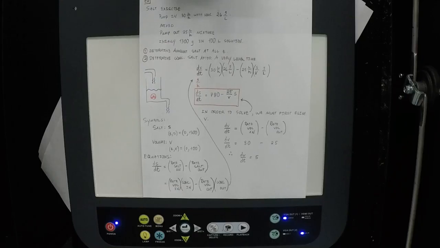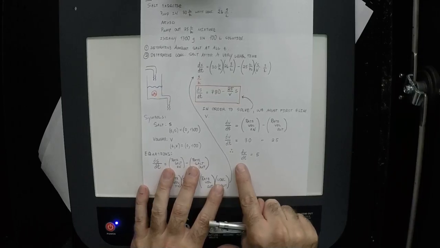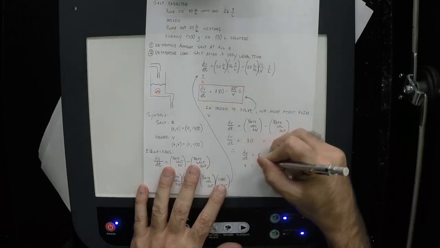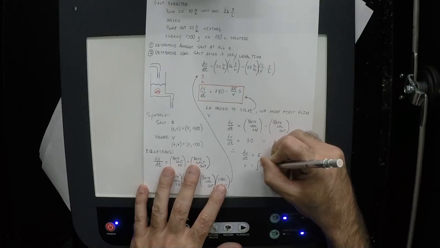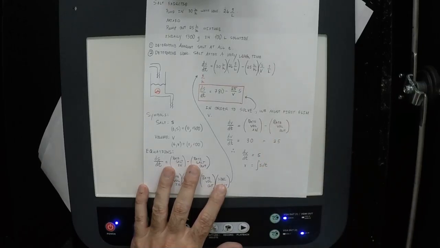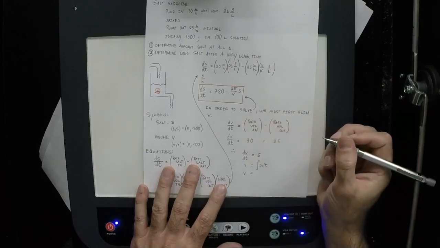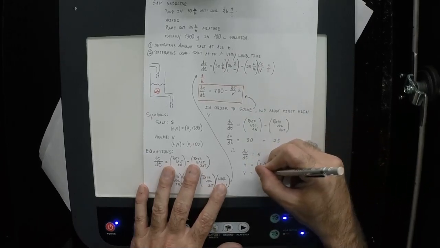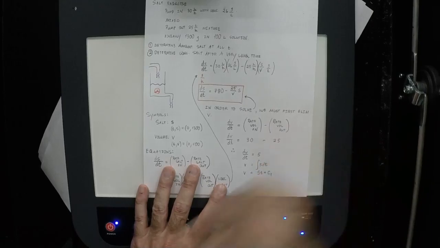Now, does that make sense, that dV/dt is 5? It does, right? That's what the story says. It says that 30 are coming in, 25 are going out. So that means that the slope, the rate of change of the volume, is 5. Okay, so how do we solve for V? Integrate, anti-differentiate. So V is the antiderivative of 5 dt. So V is what? 5t plus some unknown constant.